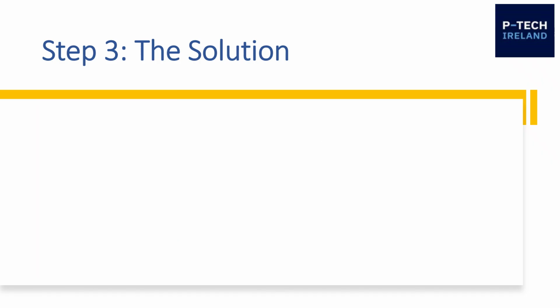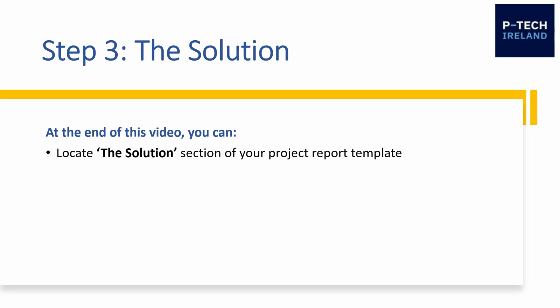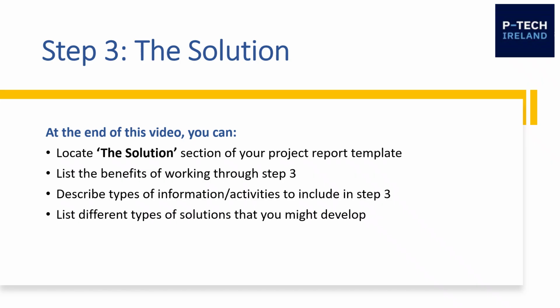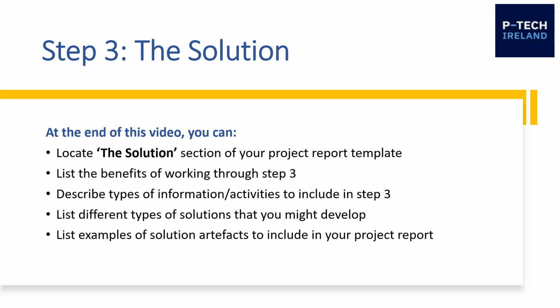Now, that brings us to the end of this video. So at the end of the video, you can find the solution section of your project report template. You know what the benefits are of working through this step. You're able to describe different types of information and activities that should be included in this step of your project report. You're able to list different types of solutions that you might use within your project. And you can list some examples of artifacts that maybe you want to include in the solution section of your project report. In the next video, we'll be moving on to step 4.